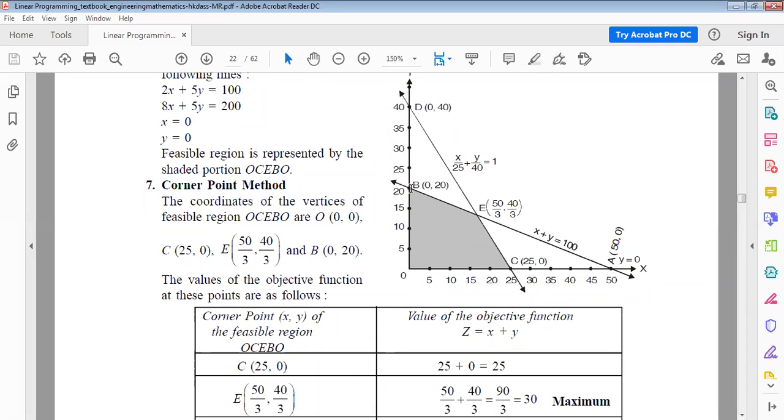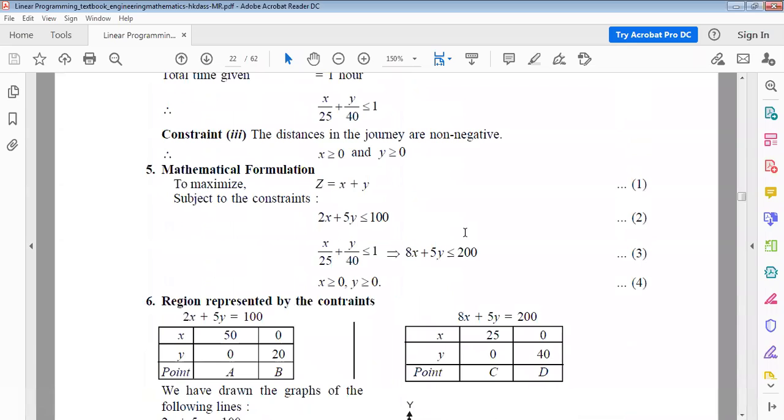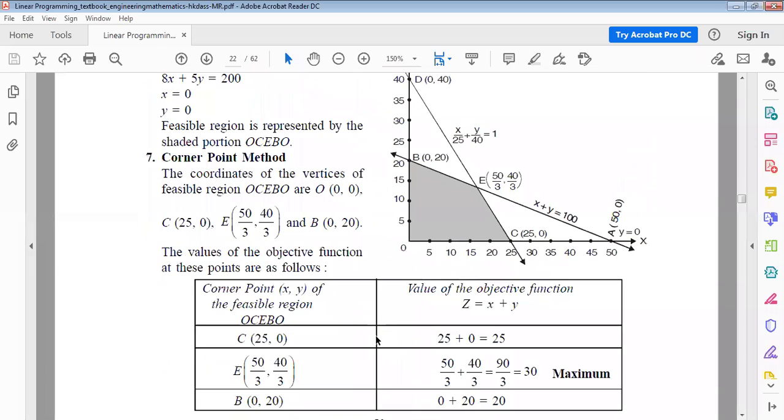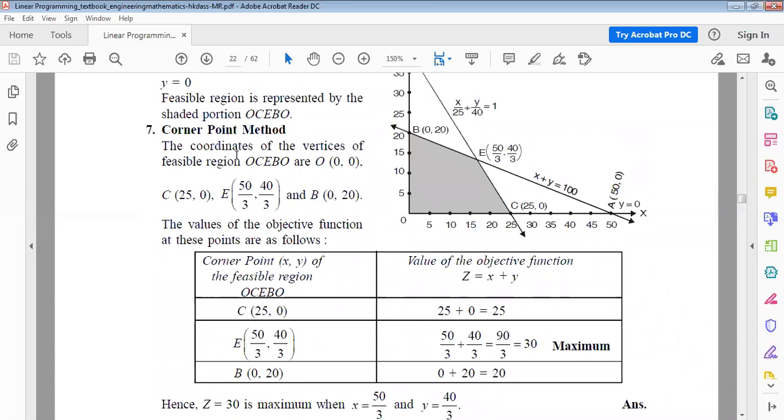So there are corner points: one is B, another is E, the intersection point, and this is C. How can we get the E point? Just solve the second and third constraints. By subtracting, we get 8x minus 2x, so 6x equals 100, x equals 100 by 6, that means 50 by 3. Then putting the x value, we get the y value. So the coordinates of the vertices are O at 0,0, C at 25,0, E at 50 by 3 and 40 by 3, and B at 0,20.